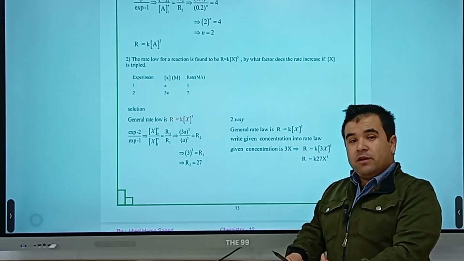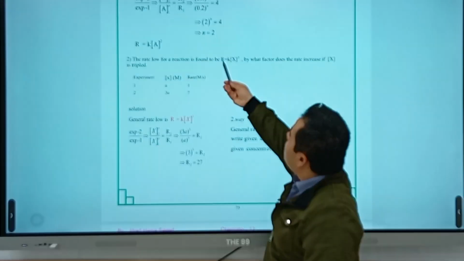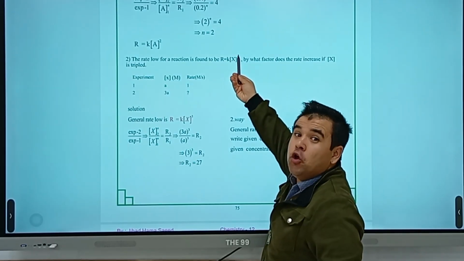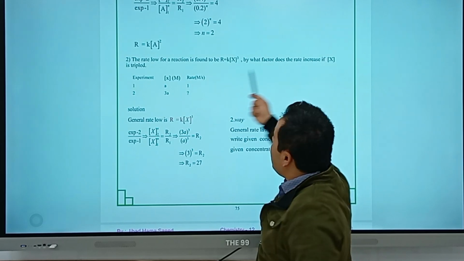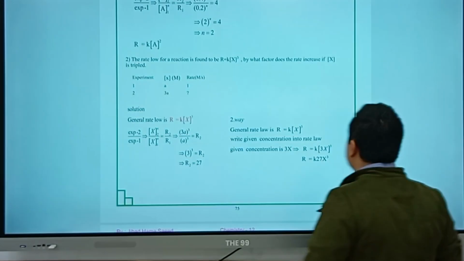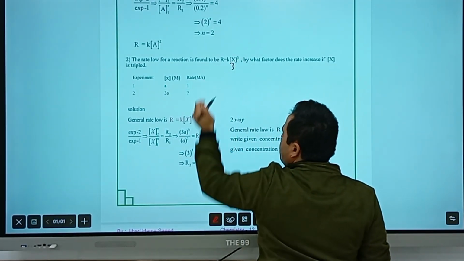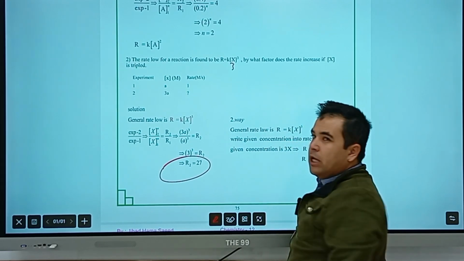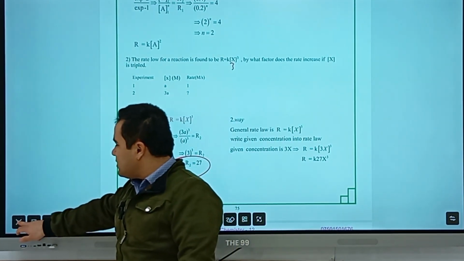Sometimes the rate law is given but with a condition. Guys, here the rate is given as r = k x cubed, and it asks by what factor does the rate increase if x is tripled? Just write the factor in the bracket and then you will see the effect. Tripling means 3 cubed, 3 cubed is equal to 27. So the second rate becomes 27 times the first rate.